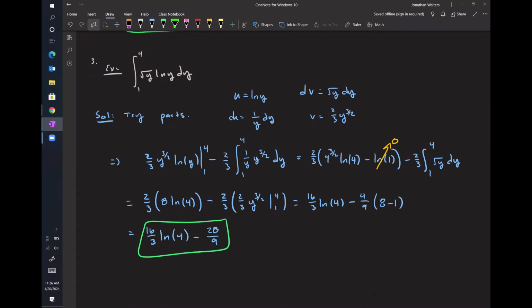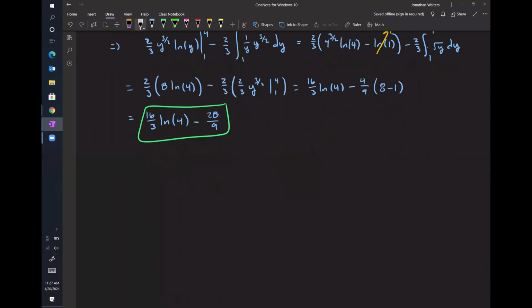No, this is a definite integral. So here we don't have any constants. Only for indefinite integrals do we put the plus c in there. Yes, exactly. Yes, we plug the bounds in after we've applied the integration by parts formula. Yep. All right, that's 3 integrals down.